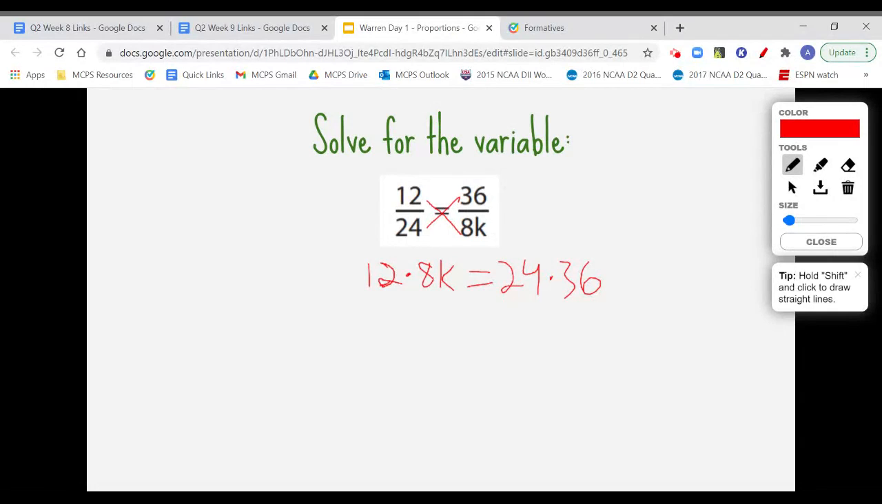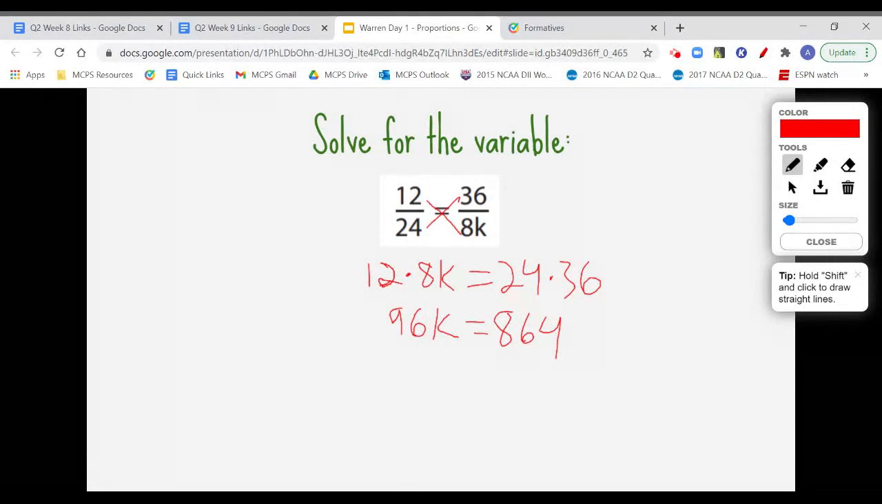So I have a constant being multiplied by a coefficient on the left. I have two constants being multiplied on the right. So I'm going to go ahead and actually perform those operations. When I multiply 12 times 8, I get 96. So that becomes 96k. And on the right, when I multiply 24 times 36, I get 864.